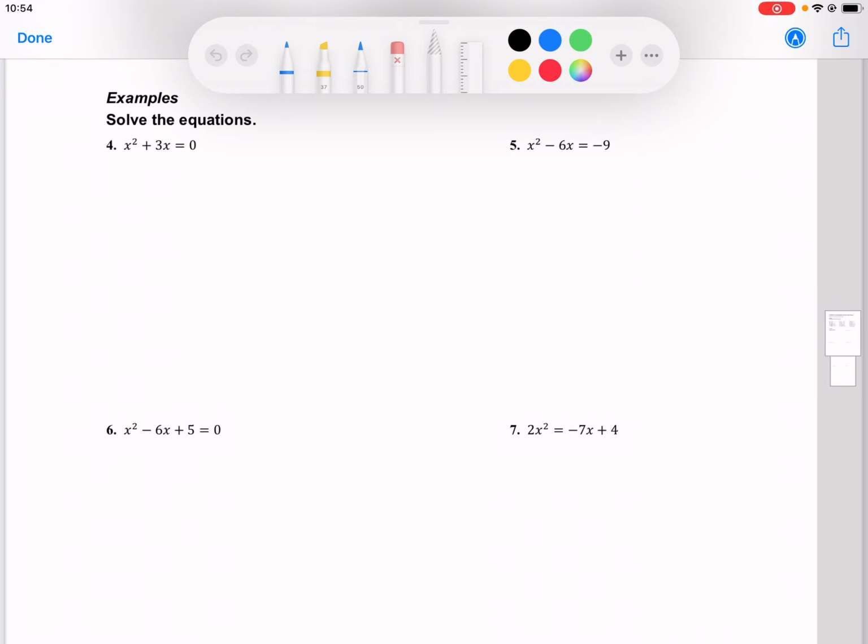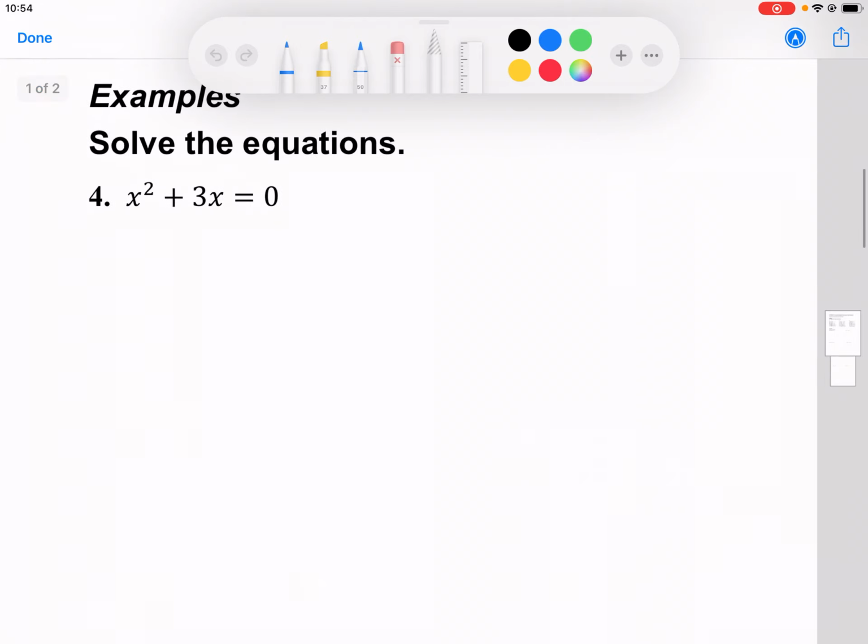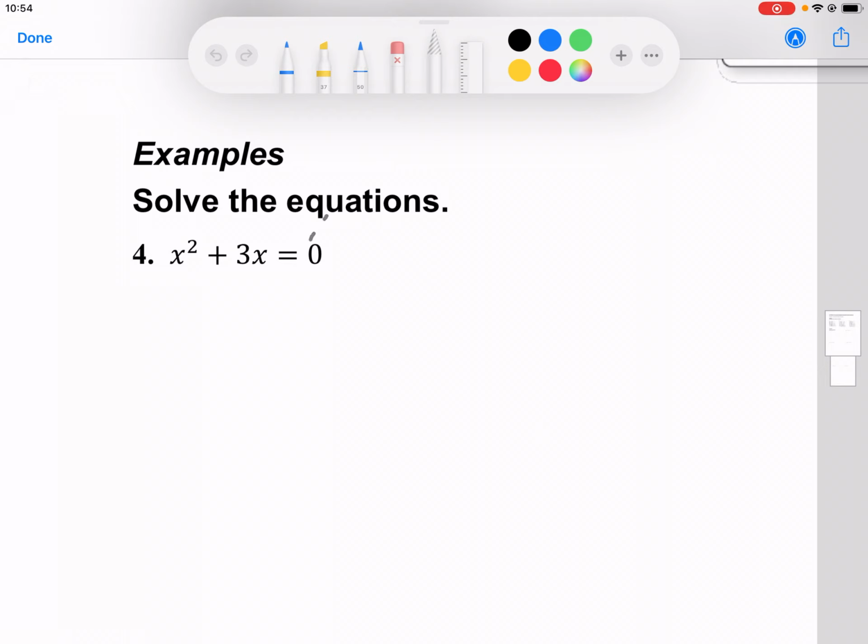So reminder, the very first thing you need to do, let's look at this first equation, is make sure that the equation is equal to 0, which in this case it is. Second step is to factor. Now, if there's only two terms and they both have an x, then we're going to factor out an x, which means you're just dividing each one of these by x. X squared divided by x is x. 3x divided by x is 3. And that still all equals 0.